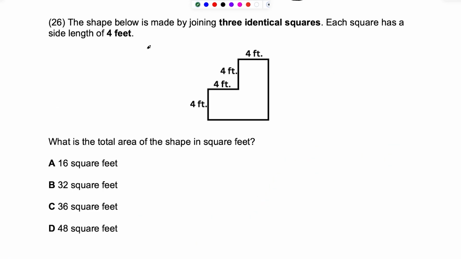Question 26, the shape below is made by joining 3 identical squares. Each square has a side length of 4 feet. What is the total area of the shape in square feet?